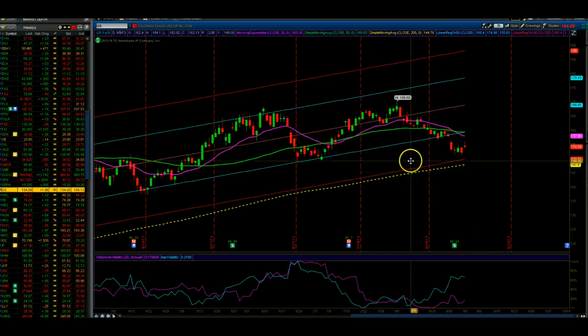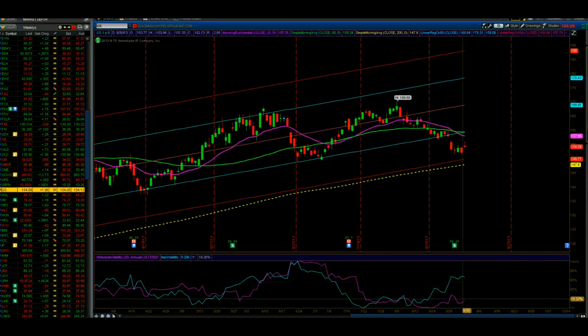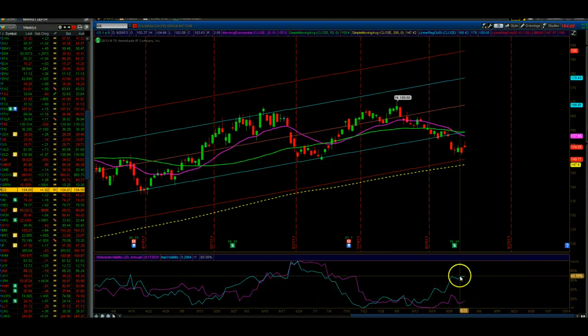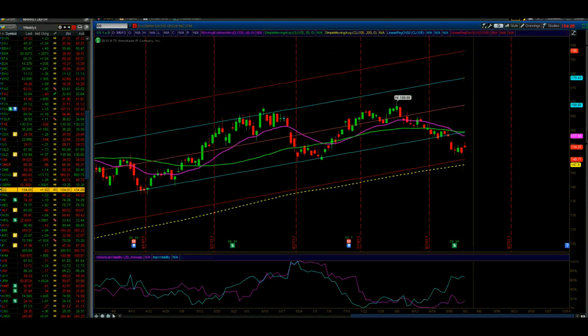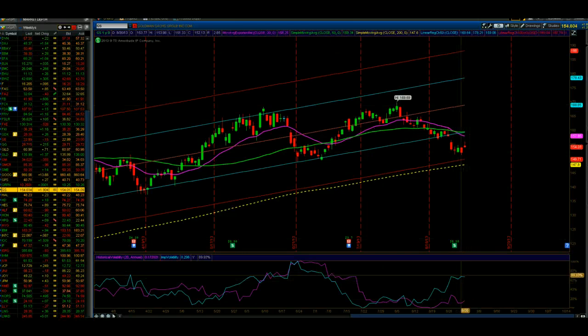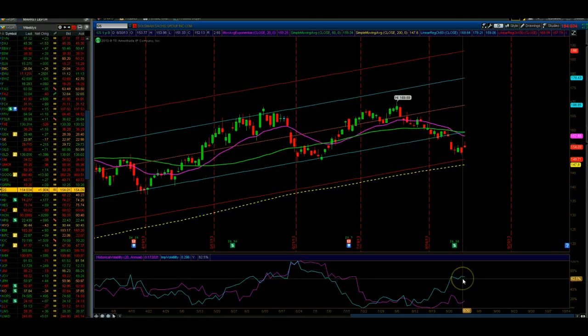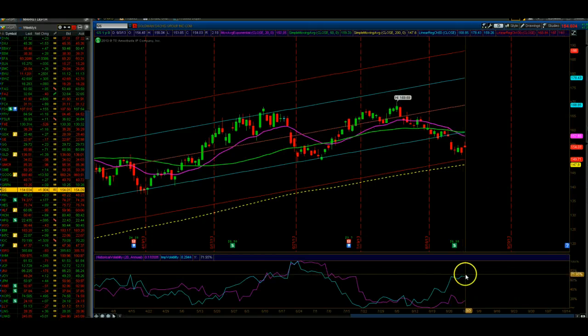Looking at my chart that I use, my volatility chart, I have superimposed here implied over historical, and we can see that implied is over the historical volatility on the daily chart. So we've got some pretty good premiums, and basically that gives me a good idea of what type of strategy to use.